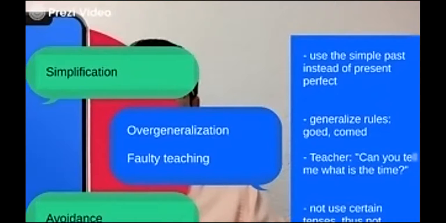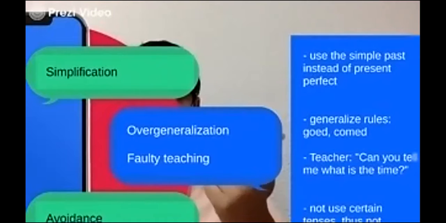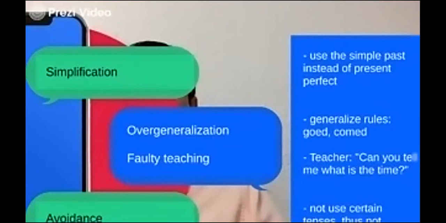Another aspect is overgeneralization. Overgeneralization has to do with when students use one topic or one idea a lot, and they use it for everything. The examples here in the past: go'd or come'd. They are overgeneralizing the rule to use the simple past.